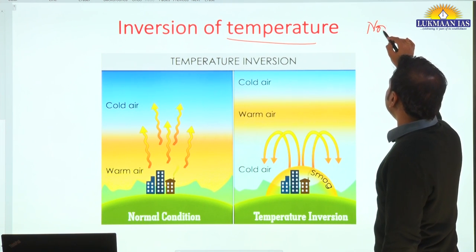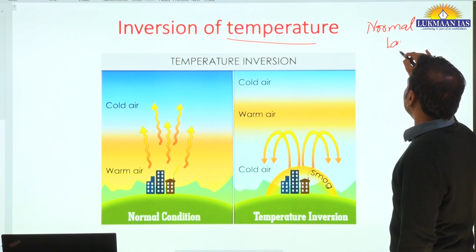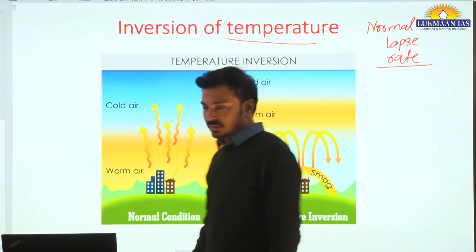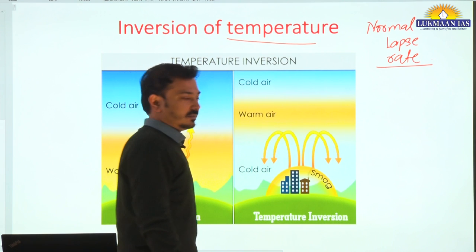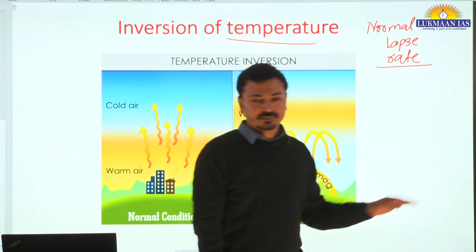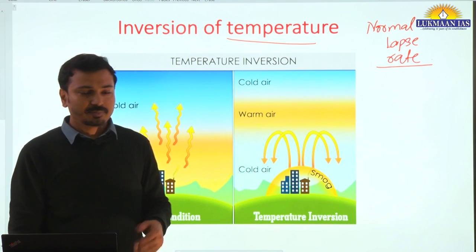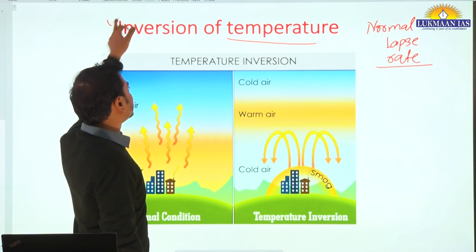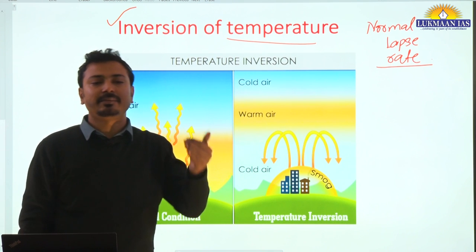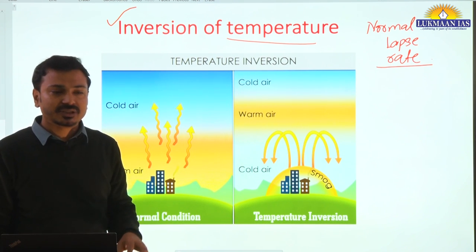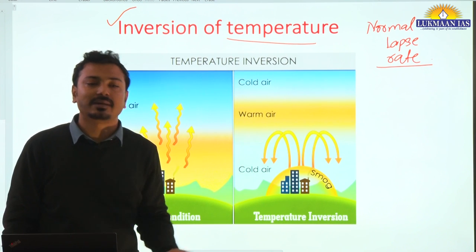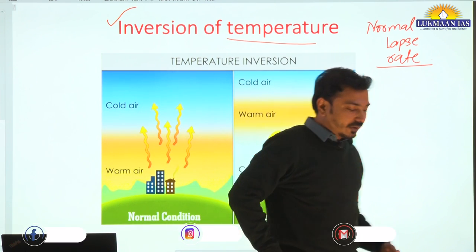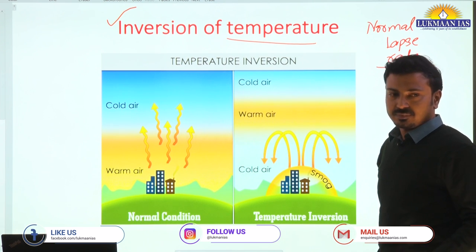Just now we have said that there is a normal lapse rate. Normal lapse rate says that there is a decrease in temperature with an increase in height. Now, when this situation is reversed, that means we have a reverse lapse rate. When we have a reverse lapse rate, that means an increase in temperature with an increase in height. Such a situation is called inversion of temperature. Such a situation happens rarely. It is not an established phenomenon on the earth's surface. It is a rare phenomenon and it is observed under certain conditions. Which are these conditions?